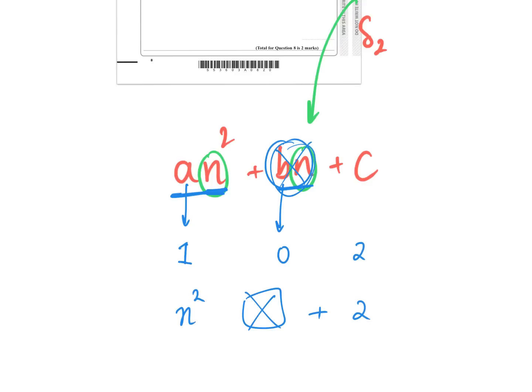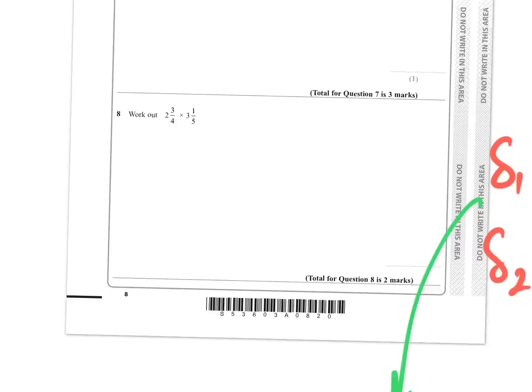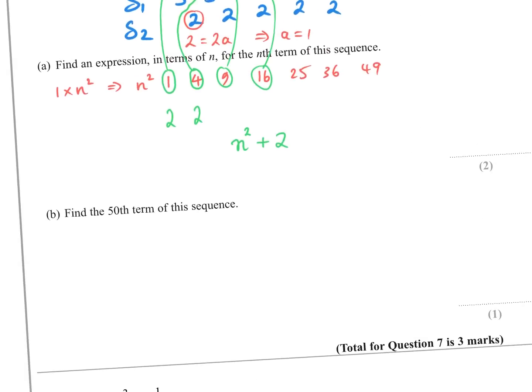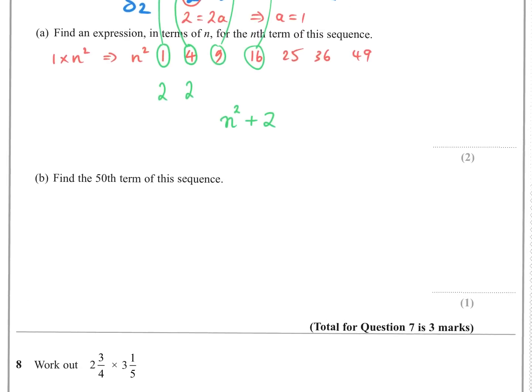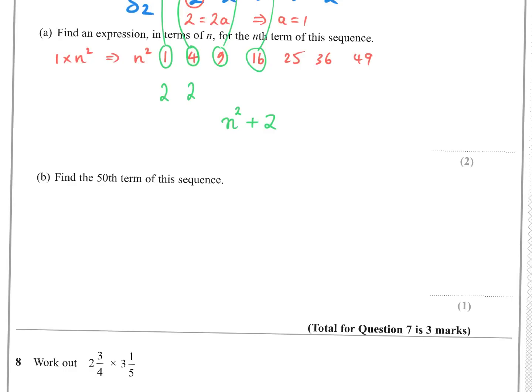So let's look at the next part of the question. It asks us to find the 50th term of this sequence. Well, that would be when n is 50. So without a calculator, I'm sure we can do 50 squared plus 2. Well, that's just 2,500 plus 2, which is 2,502.